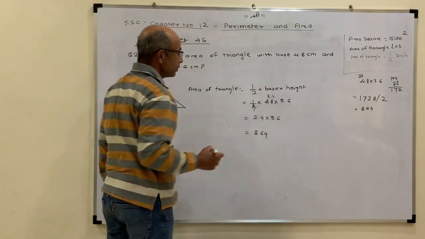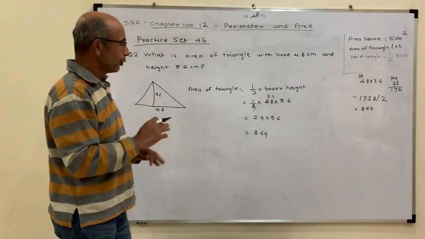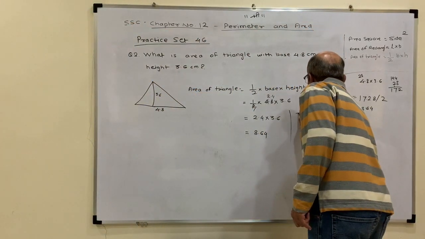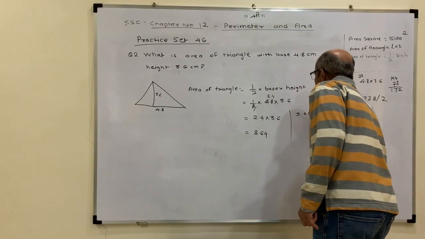8.64. I will give you a trick as well on how you can do a multiplication quickly. So what I normally do, 3.6 into 2.4.